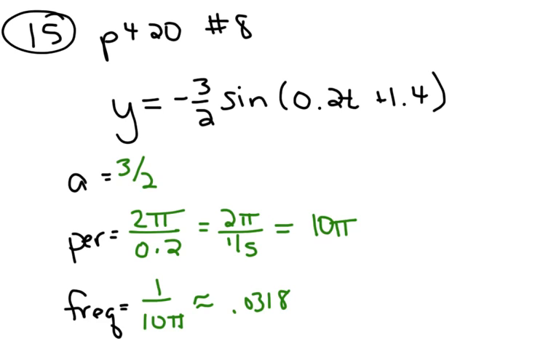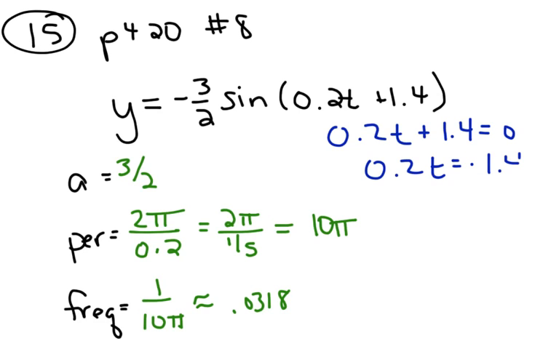All right, now we have to draw one period of the graph. But I want you to notice there's a phase shift. So the phase shift: 0.2t plus 1.4 equals 0. 0.2t is equal to negative 1.4. So t is equal to negative 7. So that's the phase shift. You're going 7 to the left.